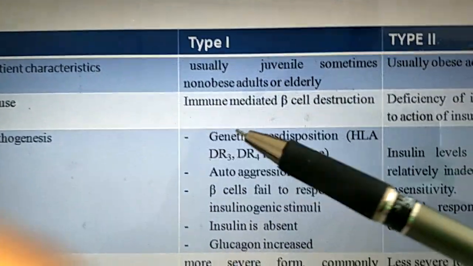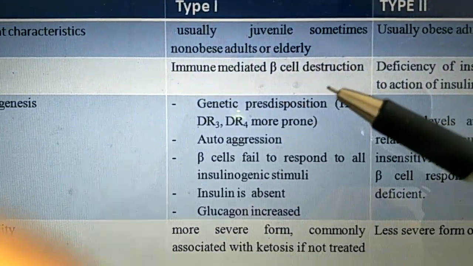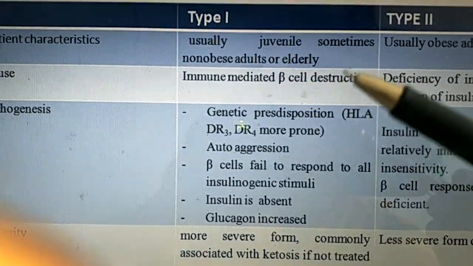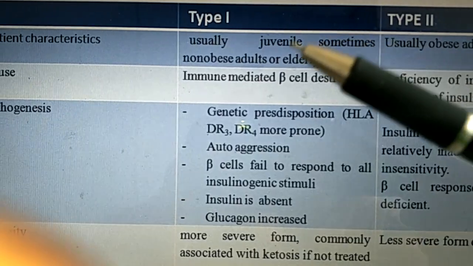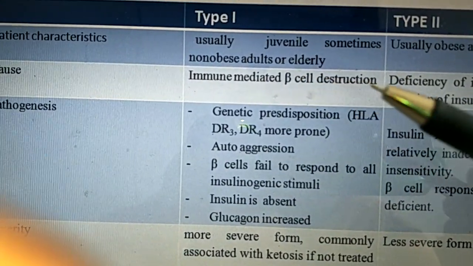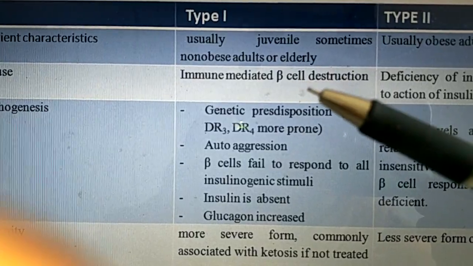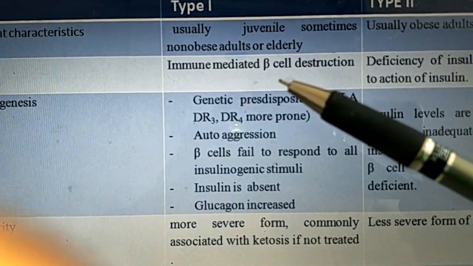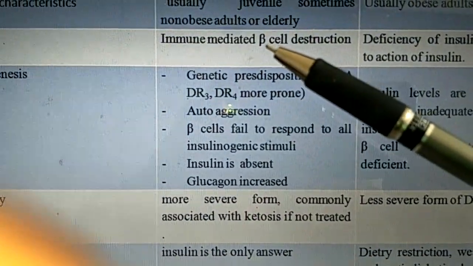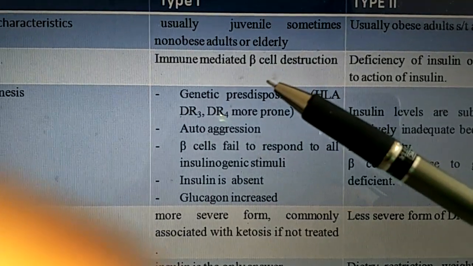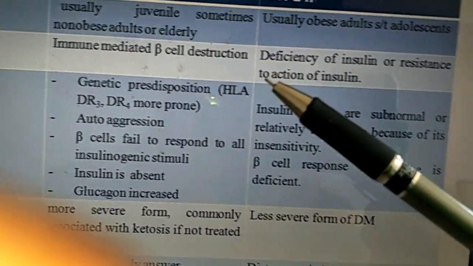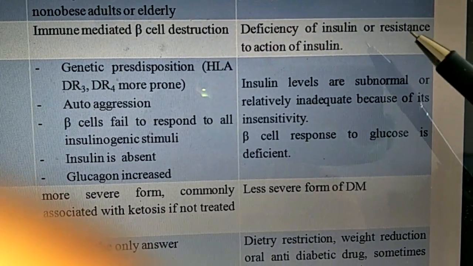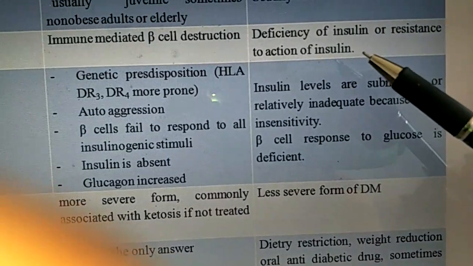The basic cause of type 1 is beta cell destruction, which is immune mediated. Now, when the beta cells, which are the factory of synthesis of insulin, are destroyed, definitely there will be deficiency of insulin secretion or no secretion. If the damage to beta cells is massive, there is no secretion of insulin, so treatment will automatically be replacement of insulin. Whereas deficiency of insulin or resistance to the action of insulin is responsible for type 2.